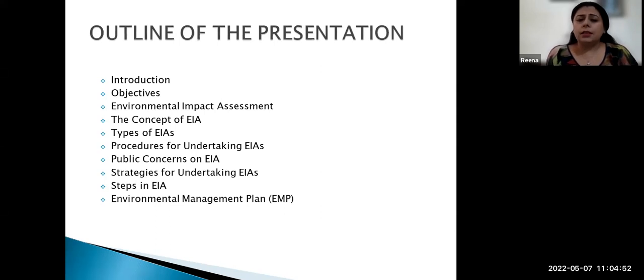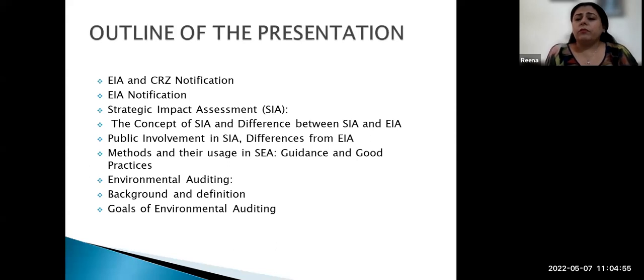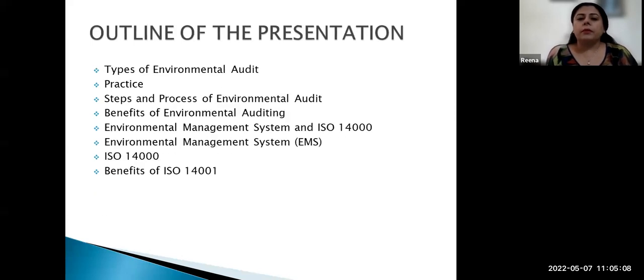Strategies for undertaking EIAs, EMPs, and the CRZ notification, the Coastal Regulation Zone notification, then strategic impact assessment, then the concept of social impact assessment and environmental auditing, goals of environment auditing, steps of environment auditing, ISO 14000. One of the students was asking in the second unit's lecture regarding the outline of environment audit. So this lecture would be beneficial for the students who want to take up environment audit studies. And then ISO 14000 will also be discussed, and what its benefits are.